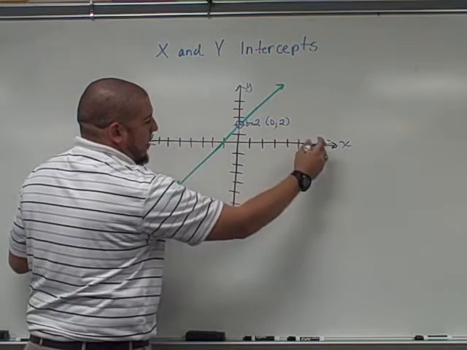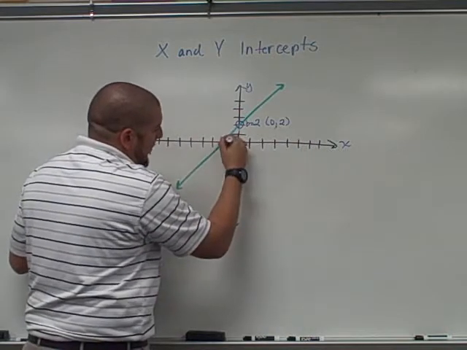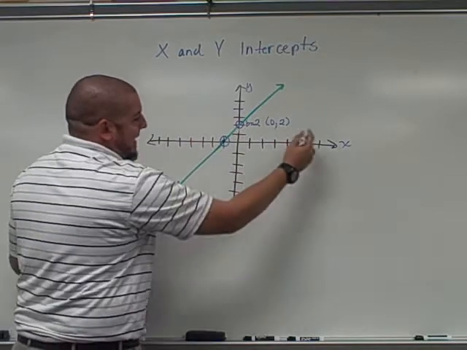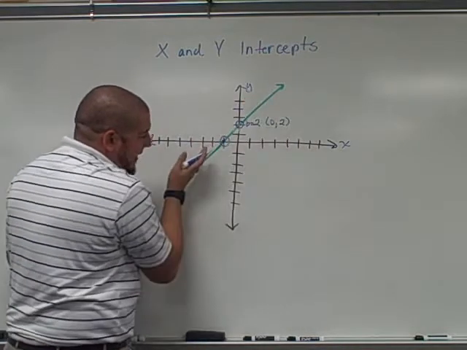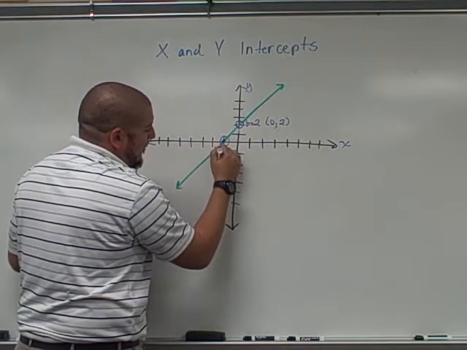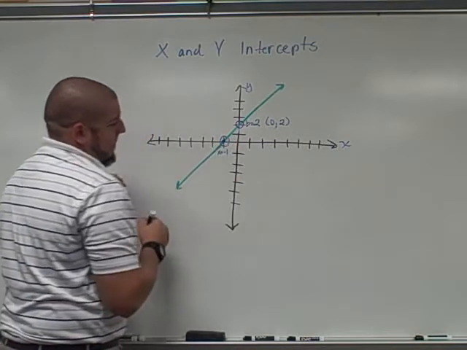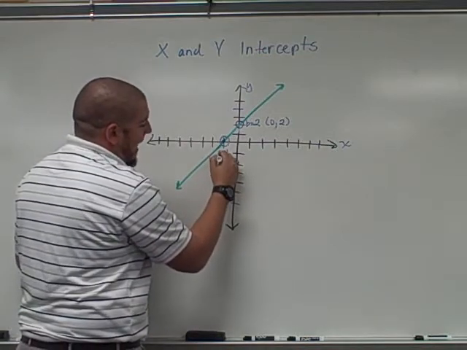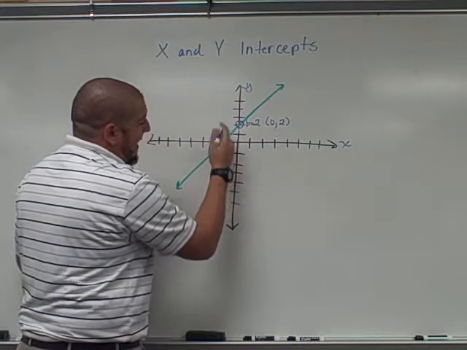Where does my graph cross the horizontal axis? Right here, I'm going to plot a point, or I'm going to circle my point right there. So my graph is intersecting or crossing the x-axis right here at -1. Or if I wanted to write an ordered pair for that, it would be -1 over and 0 up.